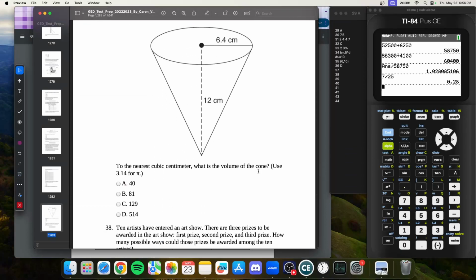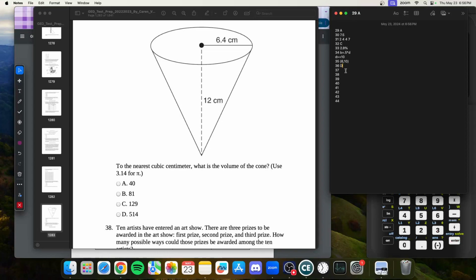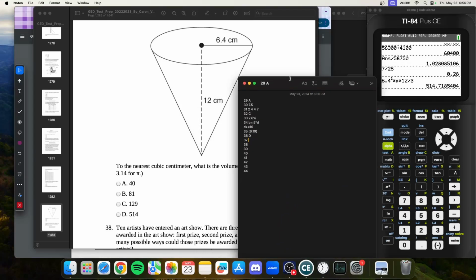What is the volume? Okay, well, it's going to be 6.4 squared times pi times 12 divided by 3. This is just the equation for the volume of a cone. Definitely, they'll give it to you. Just plug in the numbers in the correct place, right? So it's D.